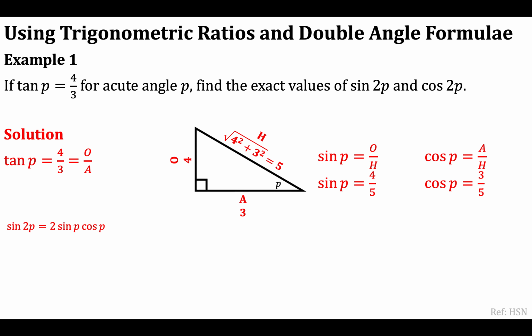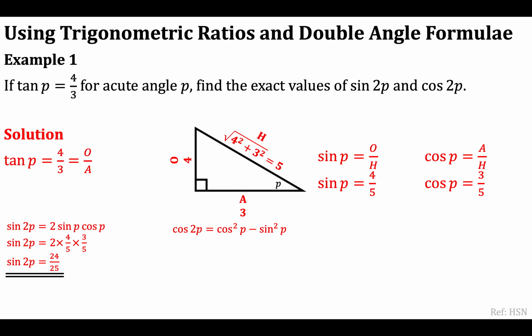So that part's nothing new to us, we did that two lessons ago, and we can now substitute into our double angle formula. So 2 times 4/5 times 3/5. And when we carry out that multiplication, we get 24/25, which is our final answer and our exact value for sine of 2P.